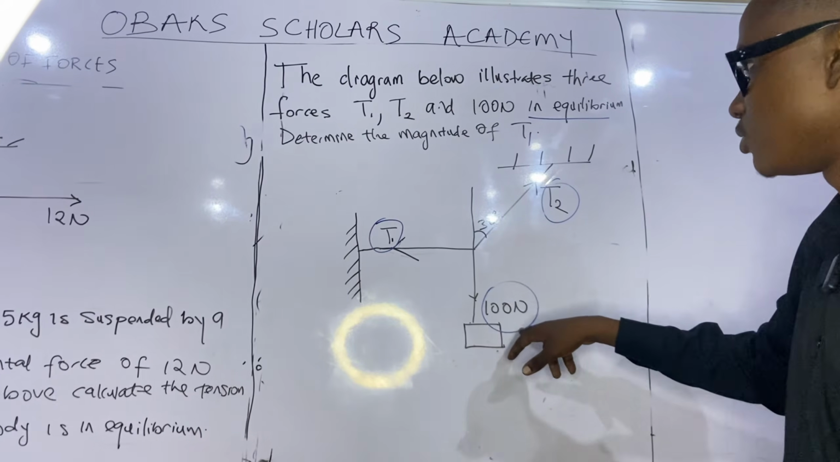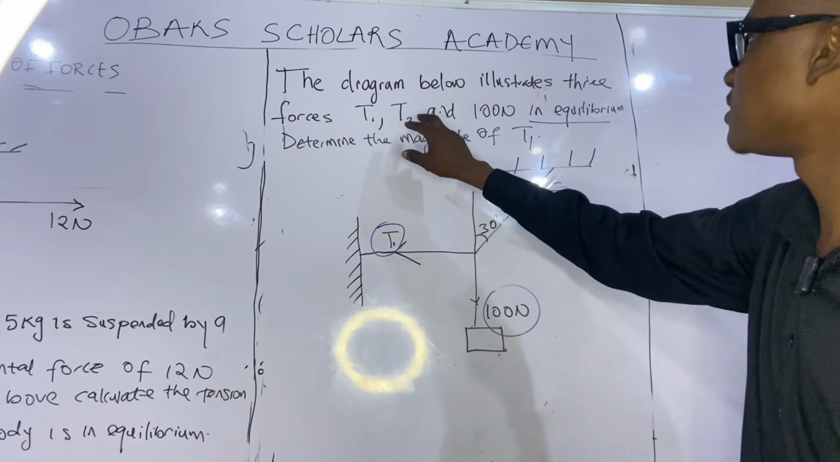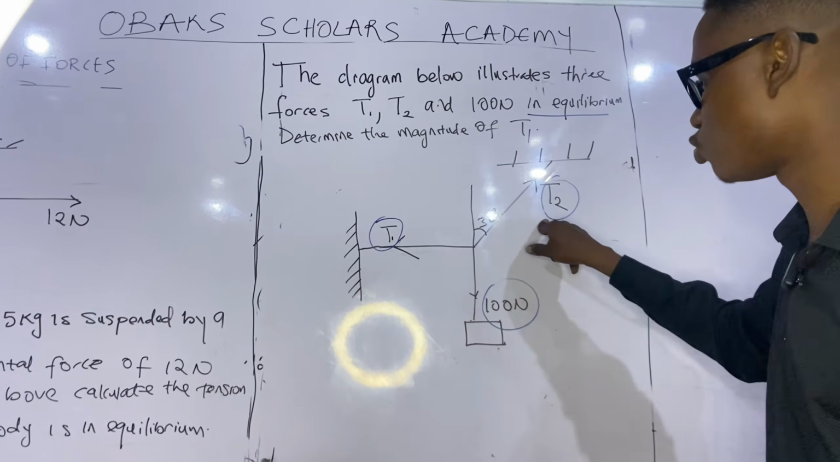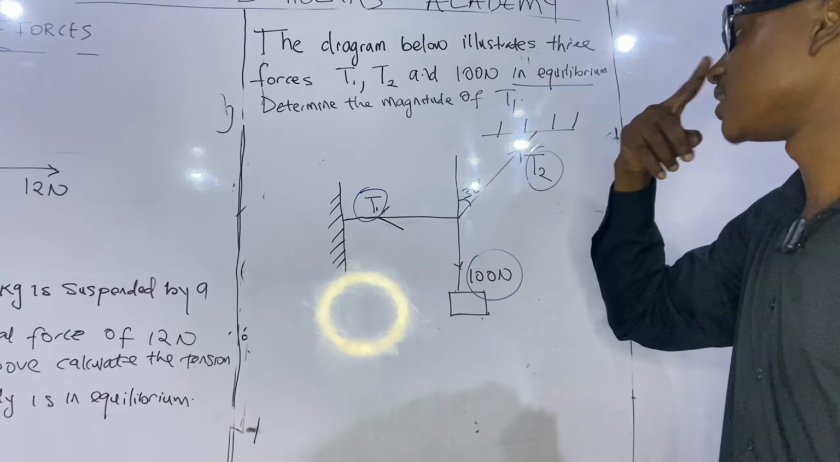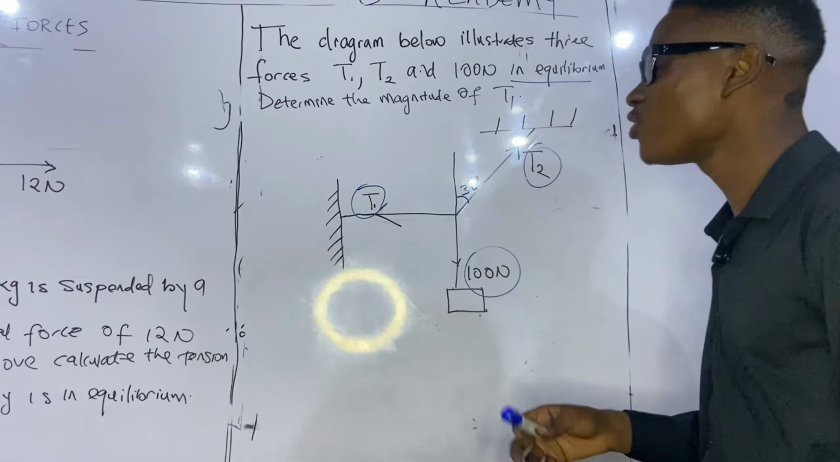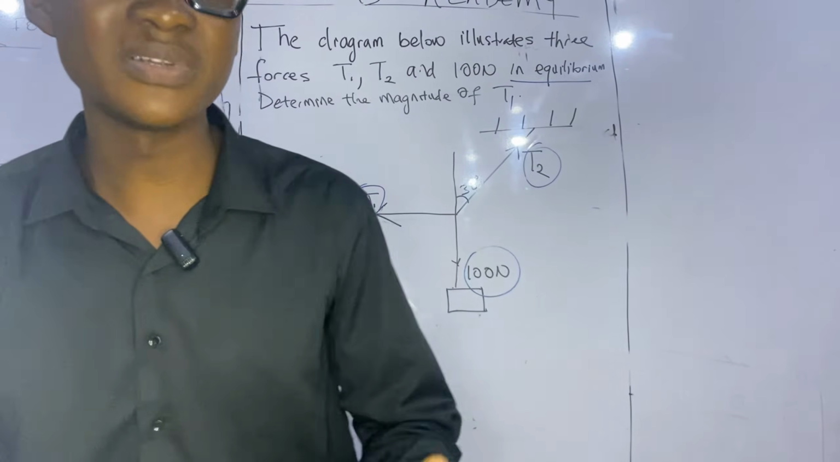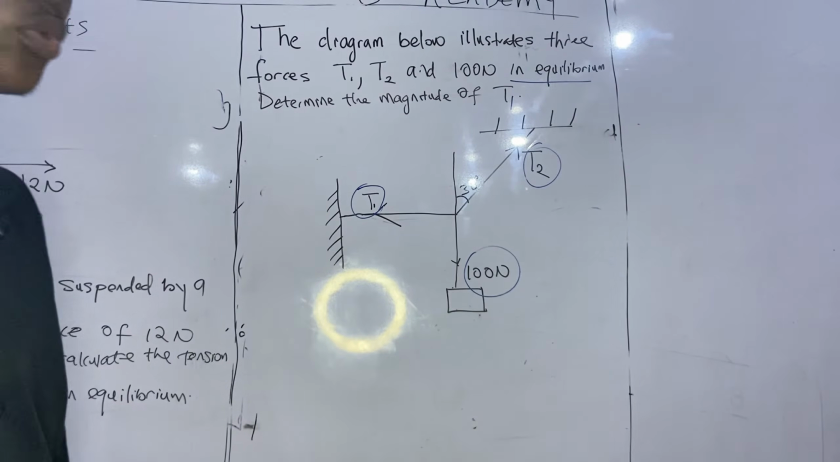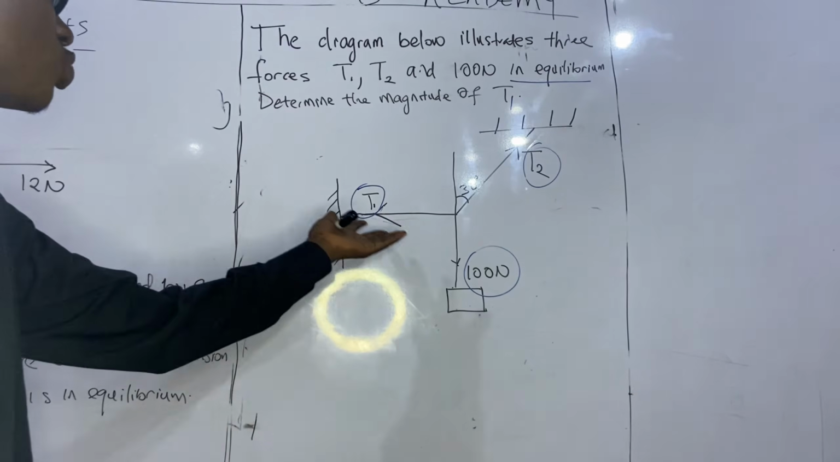We're given 100 Newton. We have three forces: T1, T2, and 100 Newton. We're asked to look for the magnitude of T1. Before solving this question, we have to represent it in a triangle. How do we do that? It's very simple. Let's look at it.